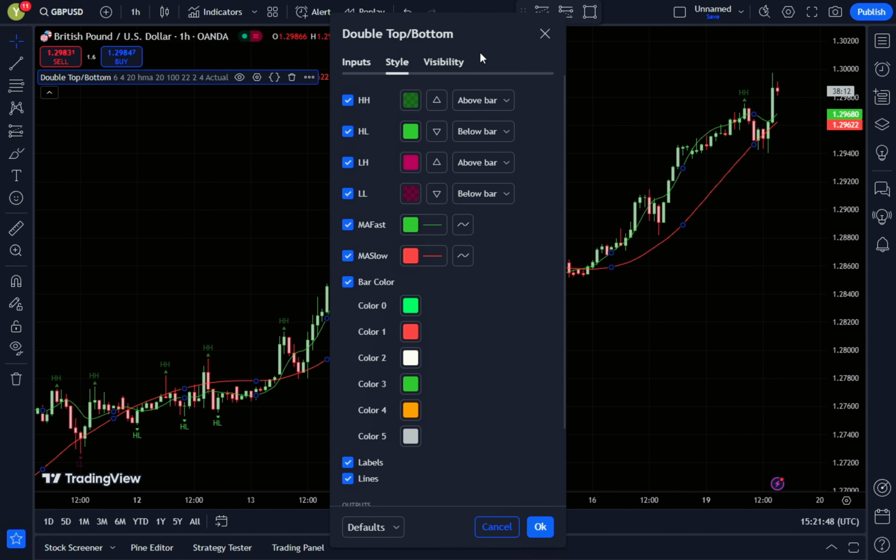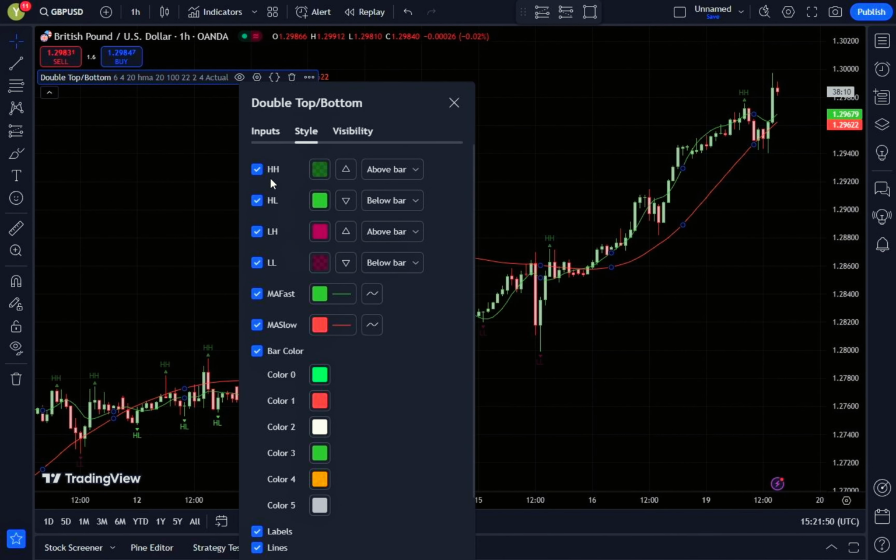Now, let's customize this indicator to make it more effective for our strategy. In the Input tab, you can leave the settings at their default values. These settings are optimized for detecting the patterns we're interested in, so there's no need to make changes here.